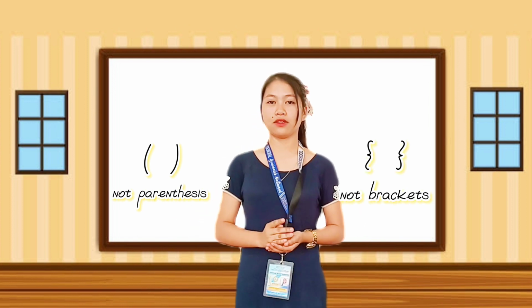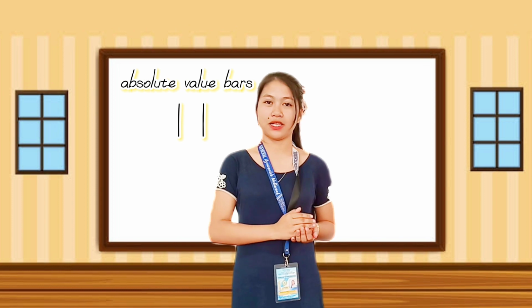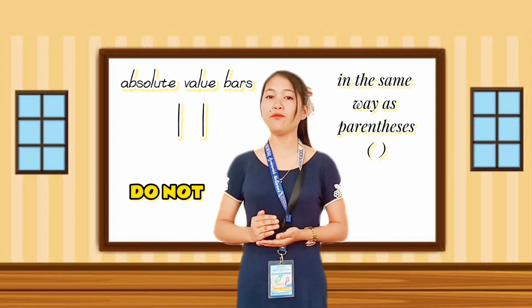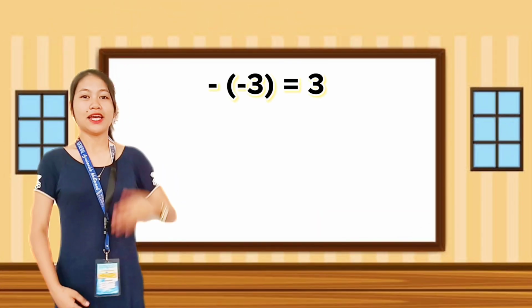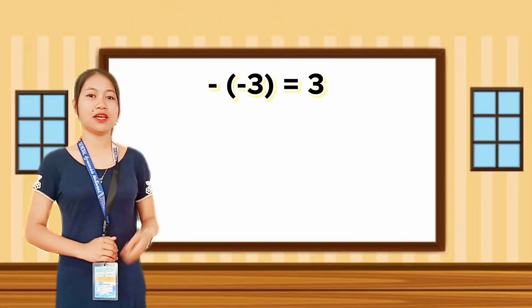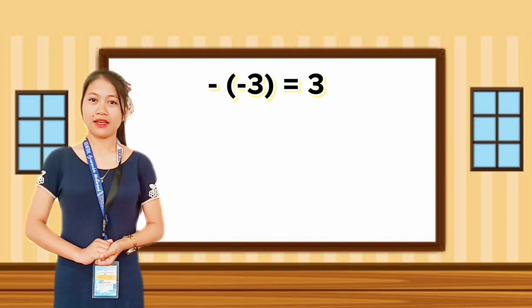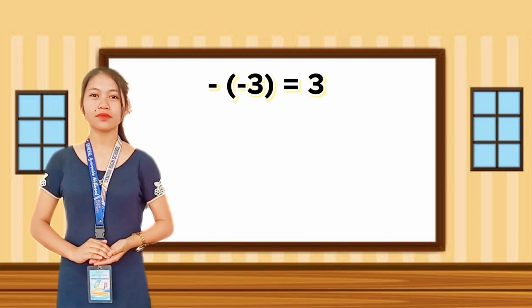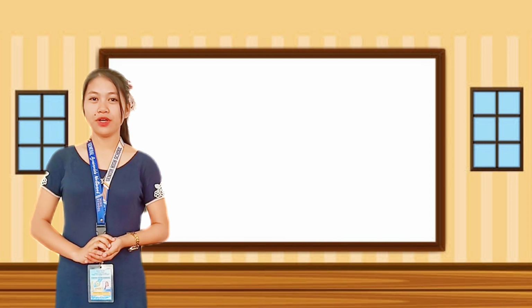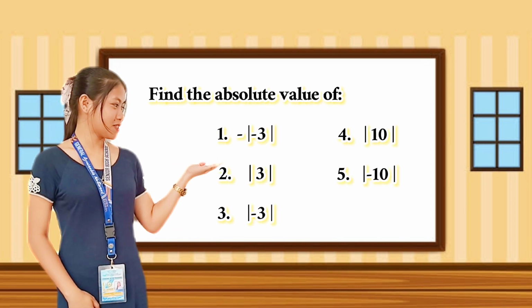It is important to note that the absolute value bars do not work in the same way as parentheses. Whereas the negative of negative 3 is equal to positive 3, this is not how it works for absolute value. For the absolute value, we have these examples.